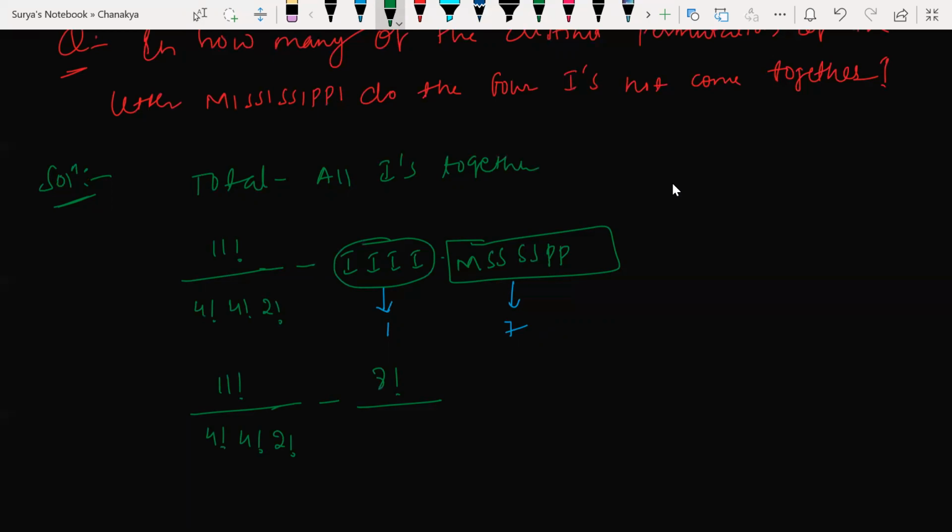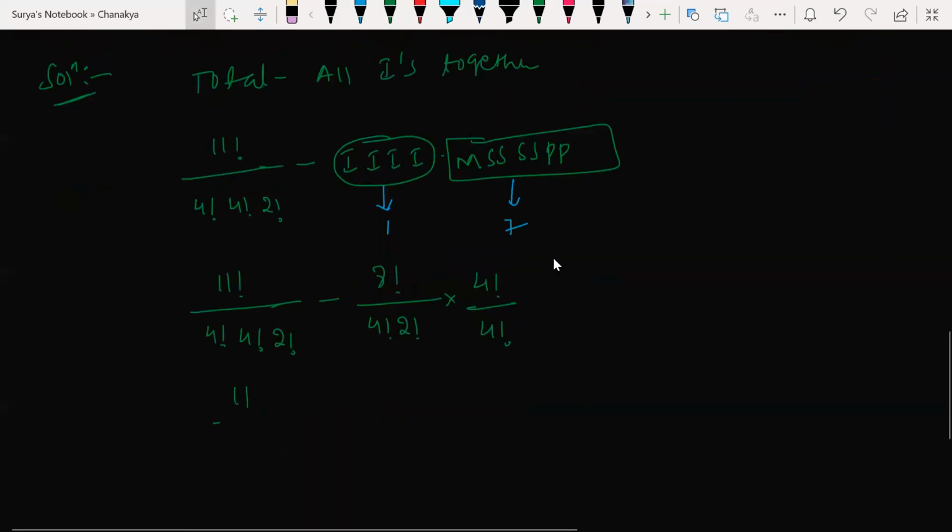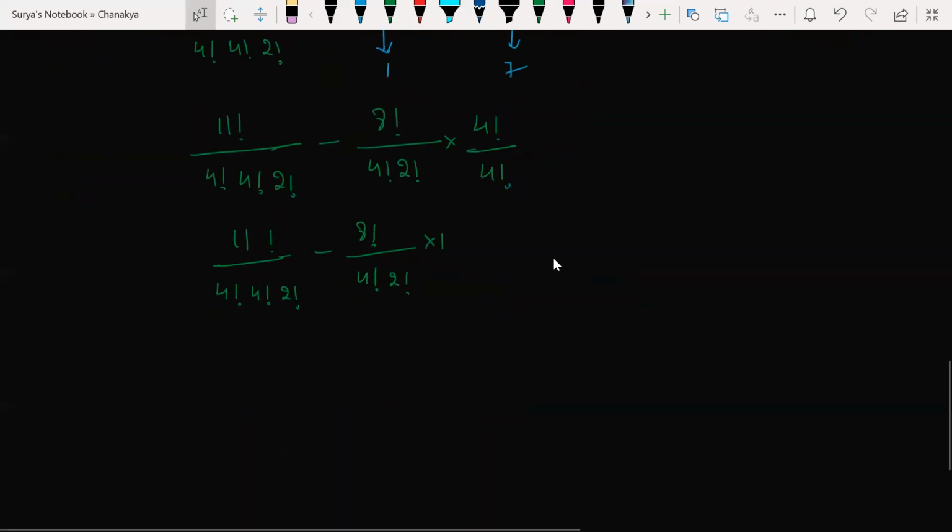Okay, please. Here, how many s are repeating? 4 factorial. How many p's are repeating? 2 factorial. And all four i's can be arranged in 4 different ways, divided by 4 factorial since four i's are repeating. So 11 factorial by 4 factorial into 4 factorial into 2 factorial, minus 8 factorial divided by 4 factorial into 2 factorial into 1. Let's write it together.